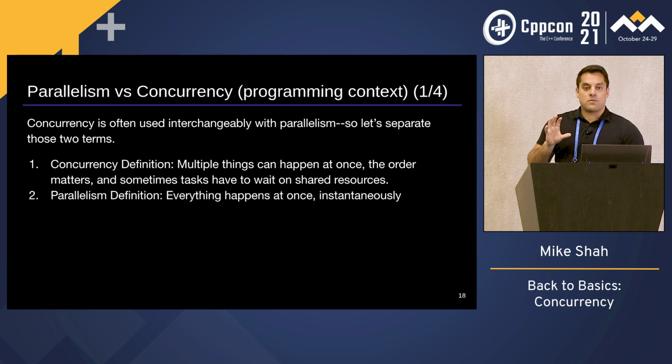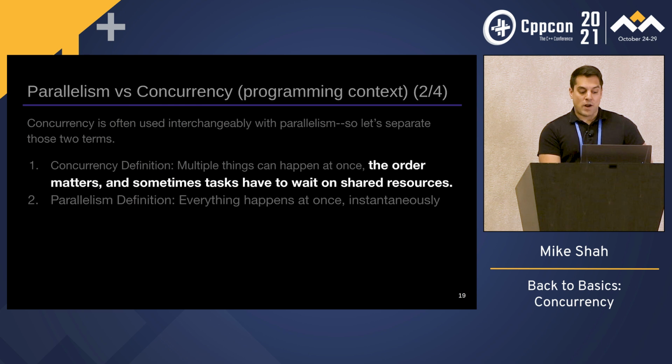So just to get one or two terms correct here, because concurrency is often interchanged with parallelism, but they're different things when we study them in computer science. Concurrency means multiple things can happen at once, the order often matters, and sometimes tasks have to wait on a shared resource. Parallelism, on the other hand, means everything happens instantaneously, all at once, or roughly. So just focusing on the concurrent part, since we're talking about concurrency for the majority of this talk, again, the order matters. Sometimes tasks have to wait on shared resources.